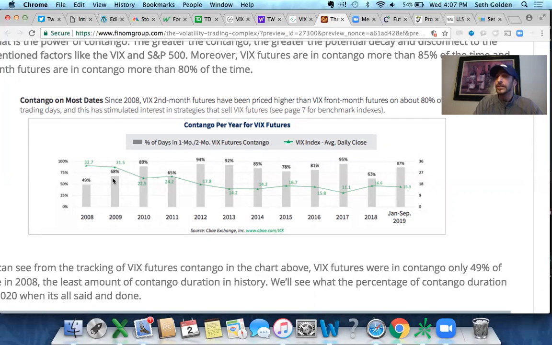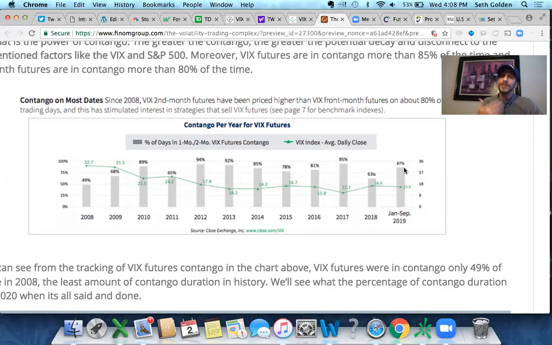2009, 68% of the time, VIX Futures were in contango. Technically, that's an outlier year also, but a majority of the time it was in contango, meaning VIX Futures were falling onto spot VIX throughout the year. 89% of the time in 2010, 65, 11, 94% of the time in 2012, 92% in 2013, 85, 78, 80, 95% of the time in 2017, 63% of the time, 87% of the time.